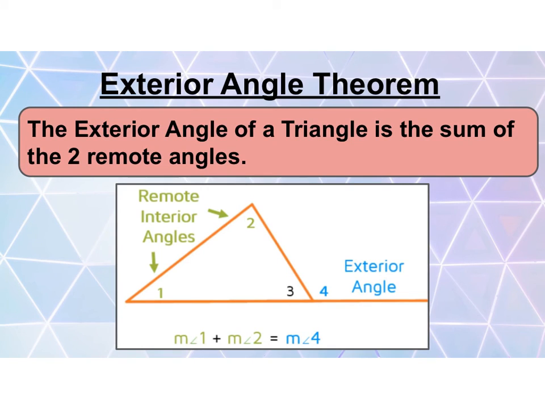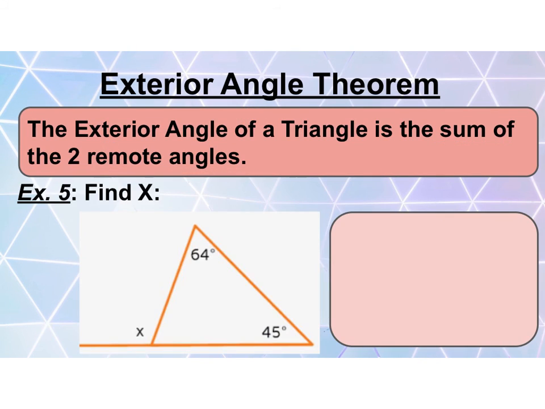The exterior angle of a triangle, theorem, is the sum of the two remote angles. Remote means far away. So it's not the one touching it. That's the adjacent one. It's the two that are far away. So the measure of angle 4 equals the measure of angle 1 plus the measure of angle 2. That's going to help us figure out some problems.